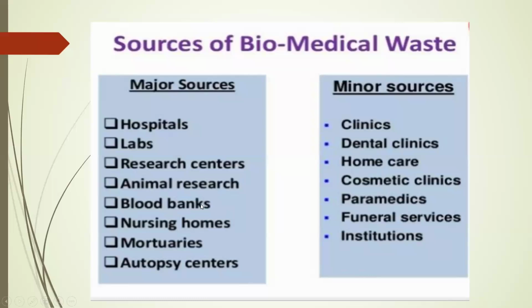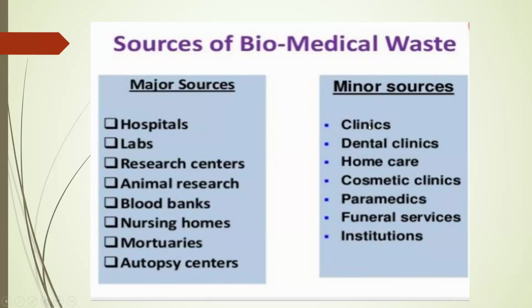Blood banks handle blood donation and storage, generating waste such as used blood bags, needles, and testing materials. Nursing homes, long-term care facilities, generate waste from daily patient care, including dressings and disposables. Mortuaries, places where deceased bodies are prepared for burial, generate pathological and infectious waste. Autopsy centers, facilities performing postmortem examinations, produce a significant amount of pathological and infectious waste.